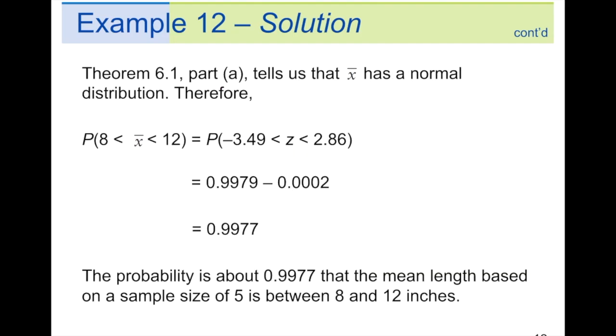Theorem 6.1, part A, tells us that x bar has a normal distribution. Therefore, the probability that x bar is between 8 and 12 is the probability that z is between negative 3.49 and 2.86. So that gives us 0.9979 minus 0.0002 to give us 0.9977. So the probability is about 0.9977 that the mean length based on a sample size of 5 is between 8 and 12 inches.